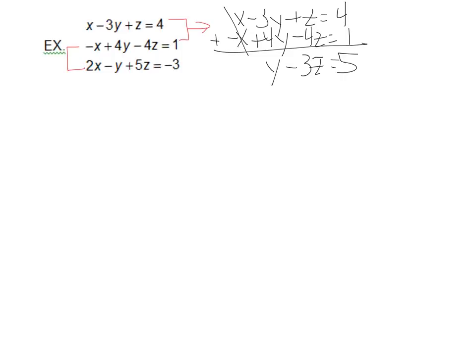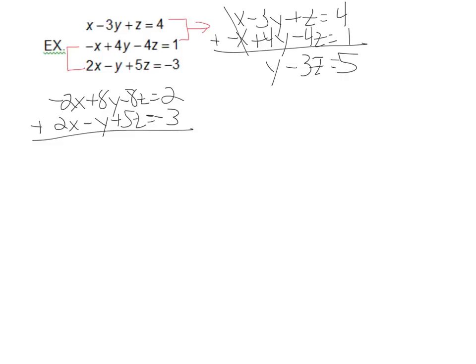So for my x's to cancel, I would have to multiply all of that middle equation by 2 so that I have a negative 2x to cancel with my positive 2x. Multiplying everything in the middle equation by 2 would give me negative 2x plus 8y minus 8z equals 2. And then the bottom equation I can just leave alone. And I add. The x's go away. I'm left with 7y minus 3z equals negative 1.